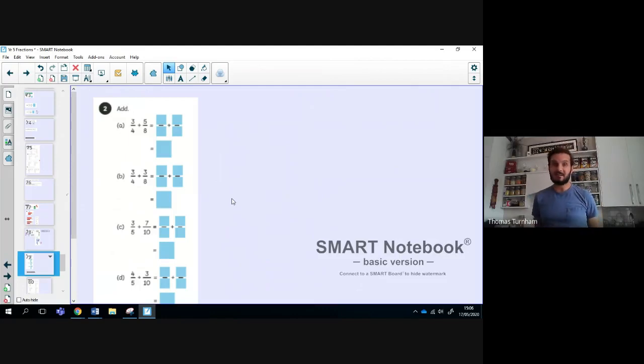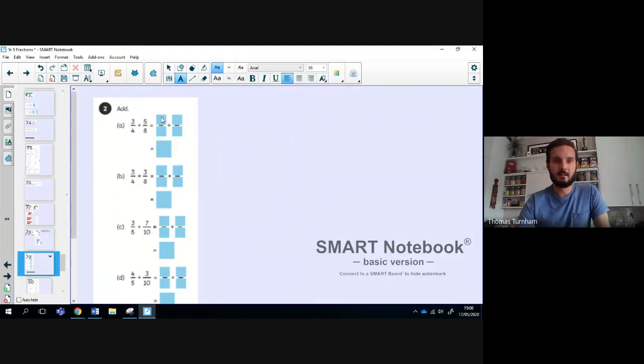Brilliant. Hopefully you've seen that the easiest thing we can do is to split our fourths into 2 parts. So we get 8, so we're doubling 4 and we're doubling 3. So we're talking about 6/8 plus 5/8.